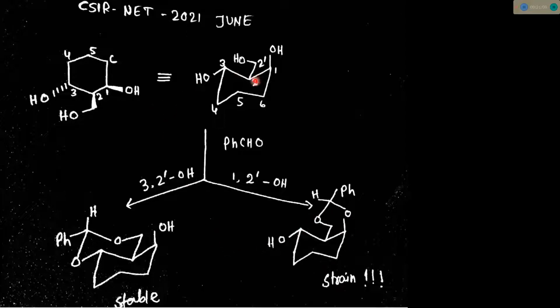Now if 3 and 2 dash OH take part, similarly we will get a stable molecule, which looks like a perfect chair resting on another chair. And obviously this phenyl ring should also rest in an equatorial position of the second newly formed chair structure. So this is a stable molecule. So that's why in this case also 2 dash and 3, this 1,3 diol, take part in this reaction, not this 1,2 or 2 dash.